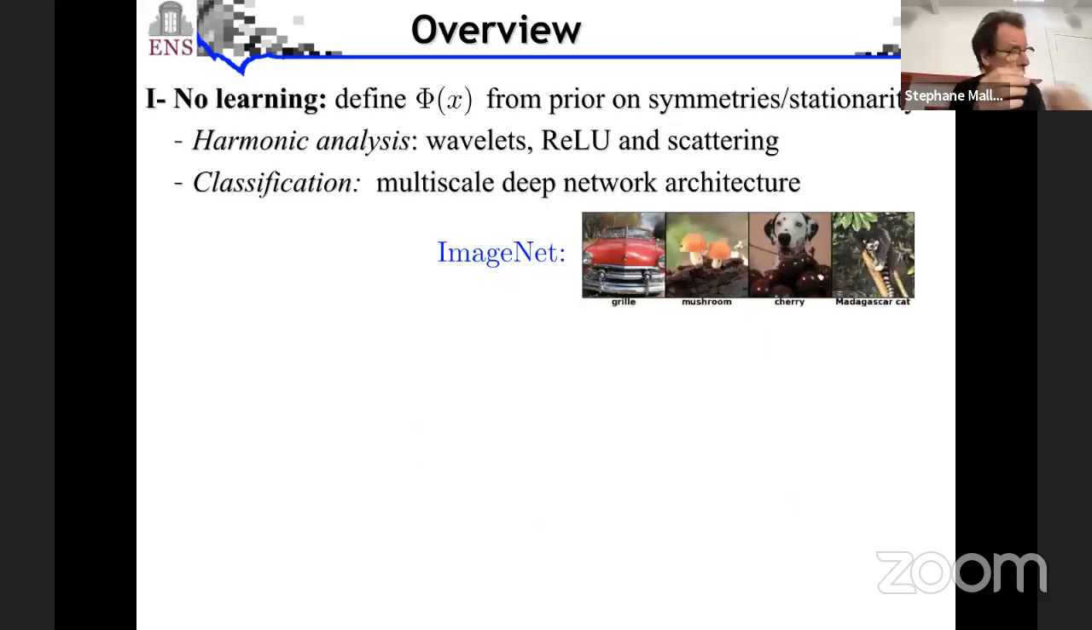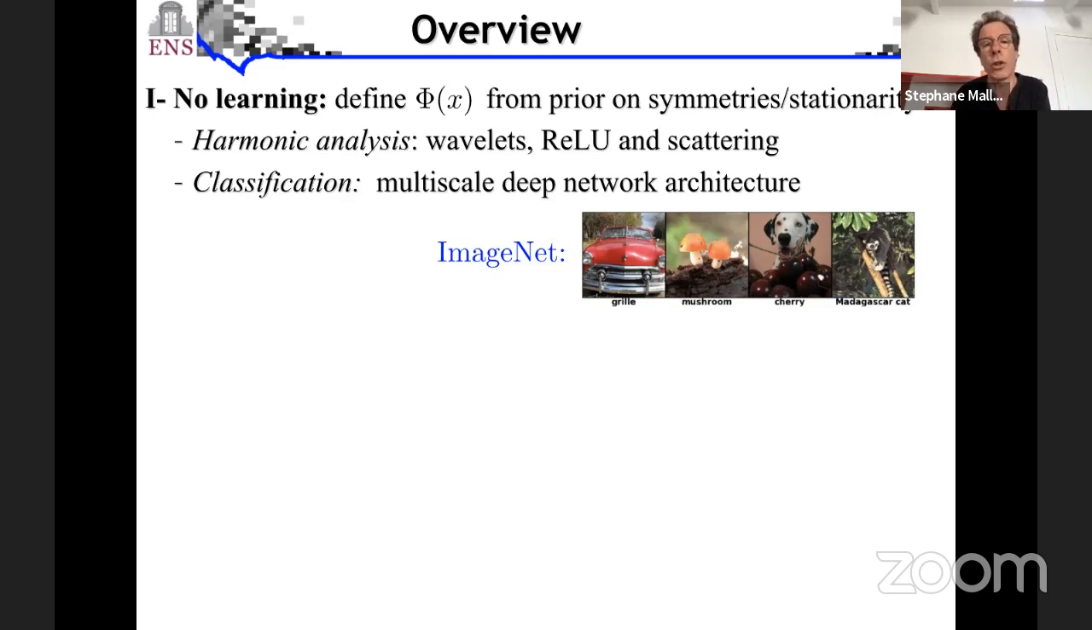So in the first part of the talk, I will be discussing the construction of these operators, which allow to concentrate the information in order to obtain good classification without any learning, to see how far we can go. And we'll see that very naturally you see appearing wavelets, rectifiers, and architectures which are similar to deep network architecture, just from the type of priors that we have on images.